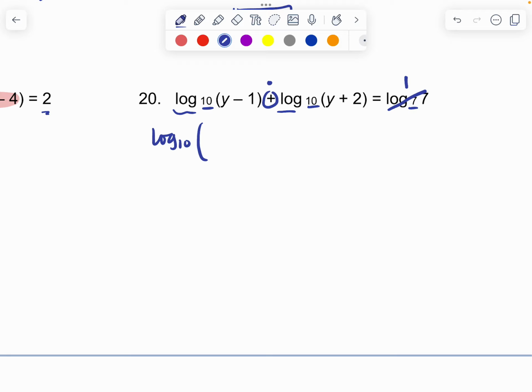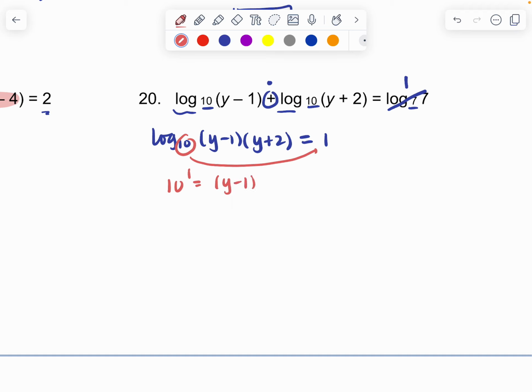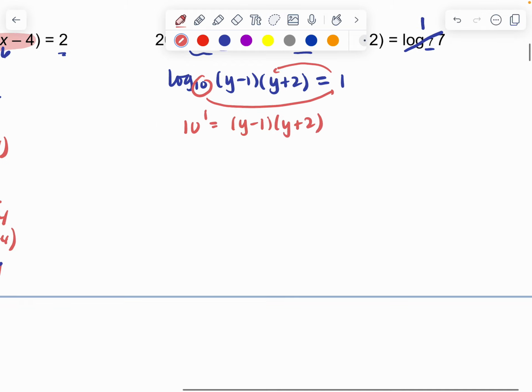So this is going to be, I don't need a big parenthesis like this. Let's try that again. So this is y minus 1 times y plus 2 equals a big fat 1. And now it's just like number 19. If there's only one log, change to exponential. So it's going to be 10 to the power of 1 equals y minus 1, it's going to be this right here, right? Times y plus 2. And exactly like number 19, go ahead and solve it.